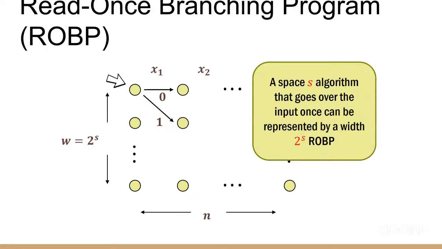But here, the transition from the ith layer to the i plus 1th layer can be different from the transition from the i minus 1th layer to the ith layer. This is what gives the non-uniformity. For Turing machine models, constant space algorithms are usually not interesting, because that means you have only constant different configurations, and you cannot even read the input. But in the read-once branching program, constant width branching programs are also interesting, and people have been studying for a long time what the capacities of constant width branching programs are.